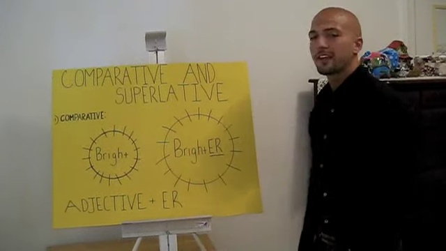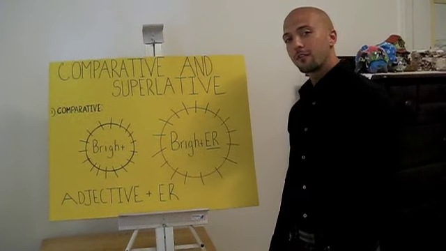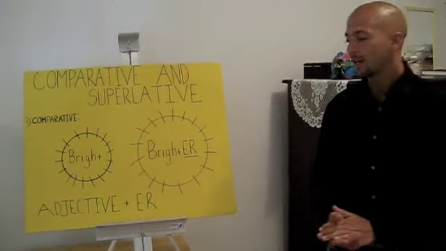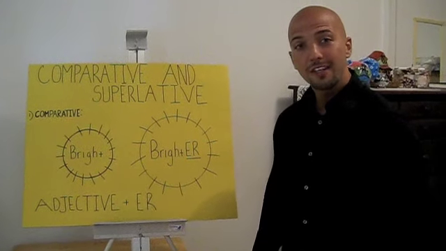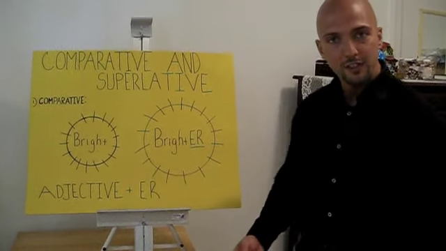Today I want to talk to you about the comparative and the superlative forms in English. Can you say that with me? Comparative and superlative. Okay, now what are the comparative and superlative forms? The comparative and superlative forms are used to express a difference of degree in an adjective.